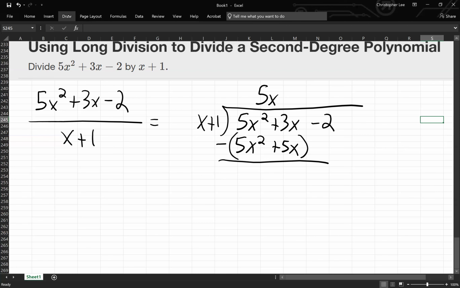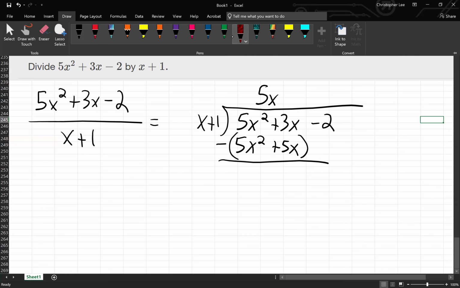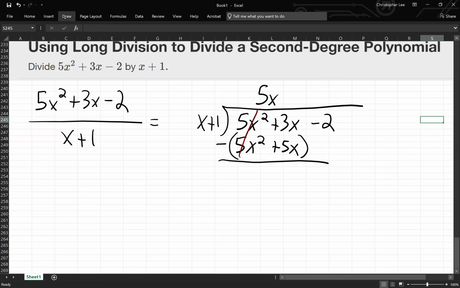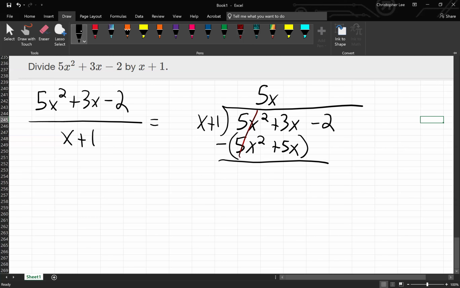That just cancels out. Let me change my color for that because that's important. Goodbye, right? Because you're subtracting the same thing, like 3 minus 3. 5x squared, but we stick with trying to keep them in similar formats. Same format, right?